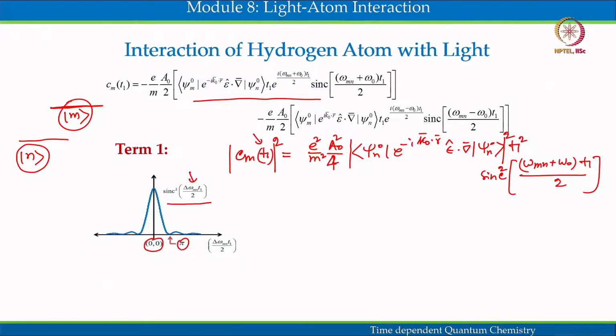So what we see here is that this cardinal sine function will make the population negligible unless we have omega mn equal to minus omega naught. It has to be minus omega naught because the entire term has to be close to 0, and if the entire term has to be close to 0, then omega mn has to be minus omega naught.